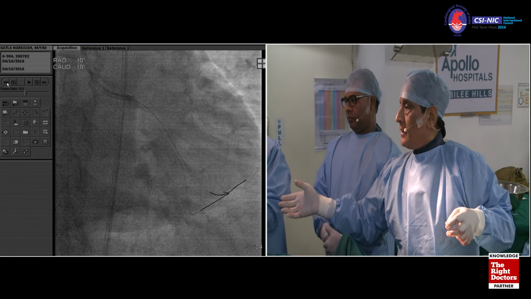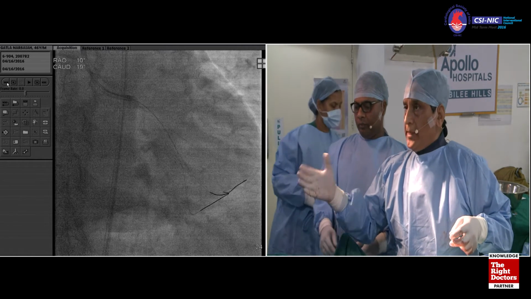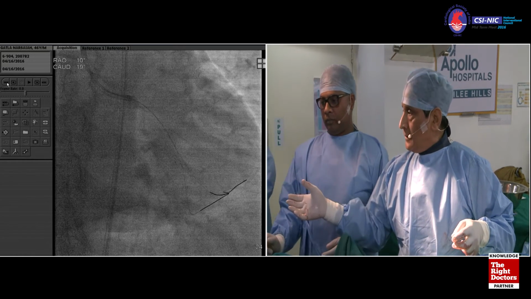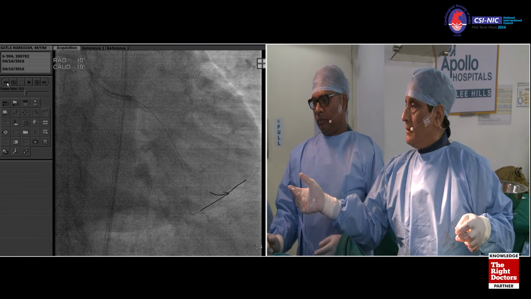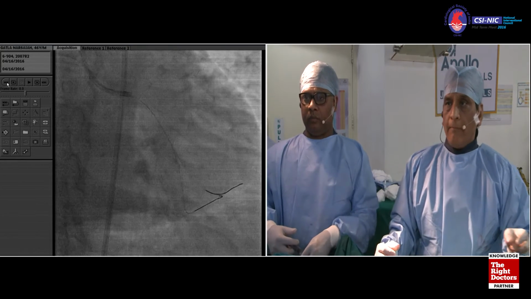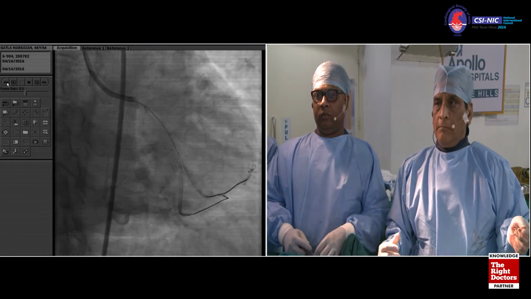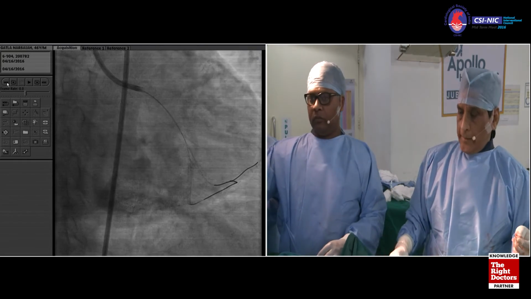Yeah. Yep, you're right. So now basically we need to really make that carina. Can you see the angio? Okay, let's take one angio. Looks fine. There seems to be slow flow in the branch now.